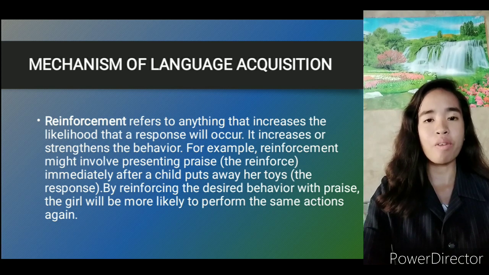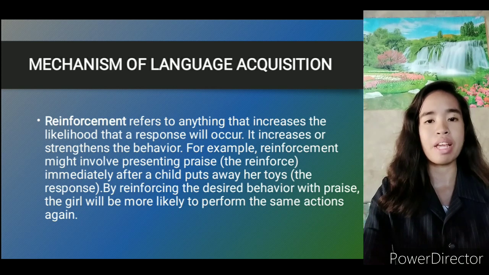Next, reinforcement. Reinforcement refers to anything that increases the likelihood that a response will occur. It increases or strengthens the behavior. For example, reinforcement might involve presenting praise, the reinforcer, immediately after a child puts away her toys, the response. By reinforcing the desired behavior with praise, the girl will be more likely to perform the same action again.